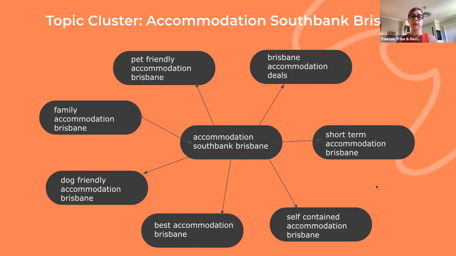I like to visualize this. This would be our primary keyword here, accommodation South Bank, Brisbane. I selected that because if I chose accommodation Brisbane, it's a much broader keyword. It's got a higher search volume, but it's very competitive. It's really good to see if you can drill down and find a sub category, a sub cluster within a broader keyword. So for this imaginary business, it's accommodation South Bank, Brisbane.